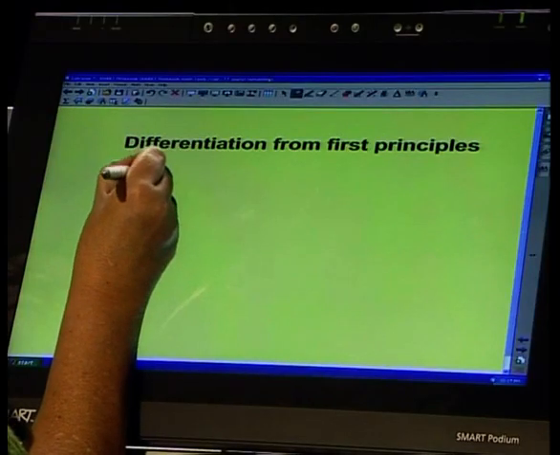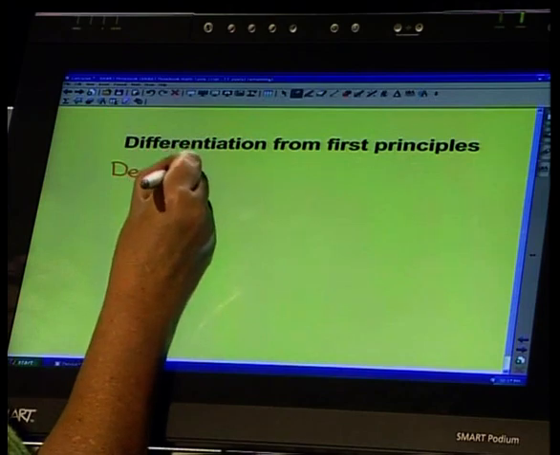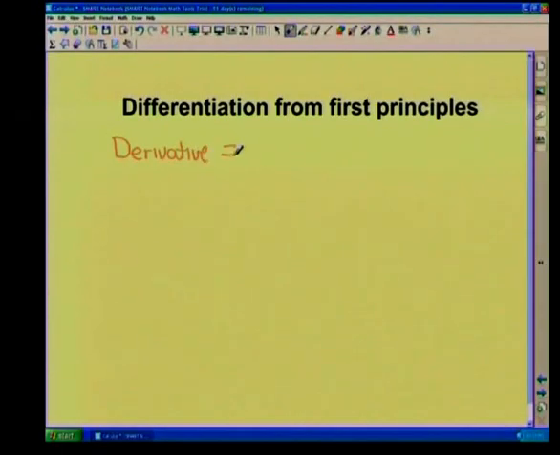Right, let's move on. We're now going to talk about differentiation. And you'll say to me, differentiation, what's that? I've never heard of it. Well, in actual fact, a derivative is a gradient. So when I talk about a derivative, I'm actually talking about the gradient at a point.